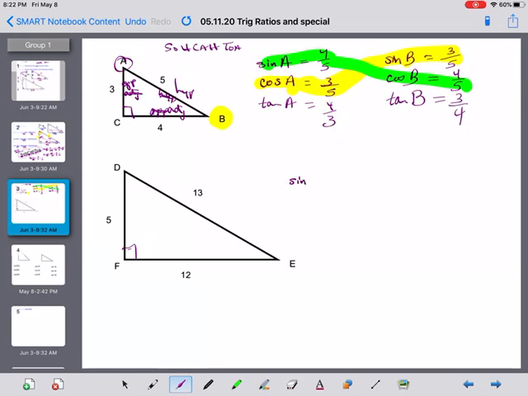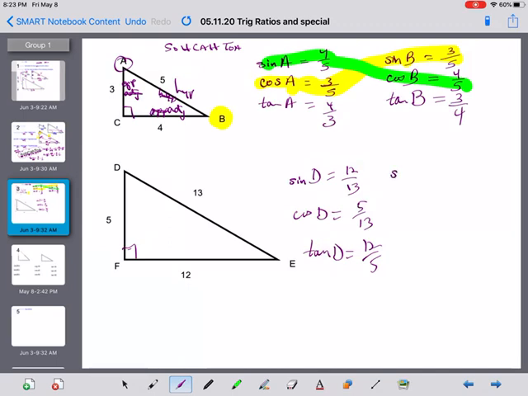Okay. Sine of D. So opposite over hypotenuse, so 12/13. Cosine of D, adjacent over hypotenuse, is 5/13. And then the tangent of D is opposite over adjacent, 12/5. Now, they're not always going to be rational numbers, you might have some irrationals. Actually, most of the time they will be irrational because the Pythagorean theorem causes square roots.